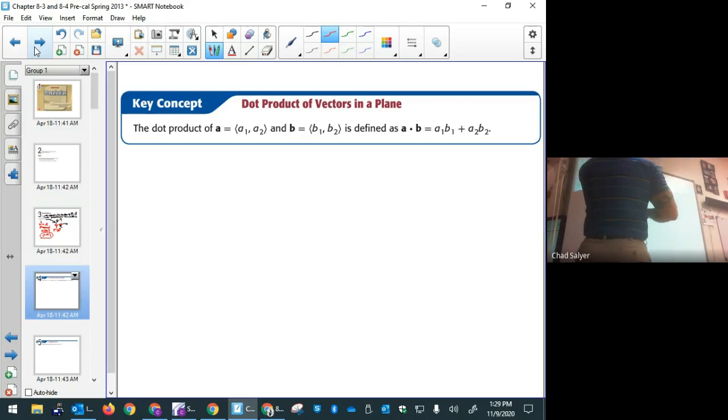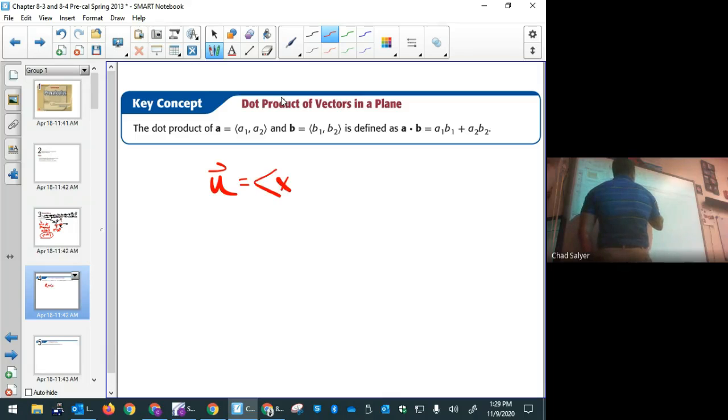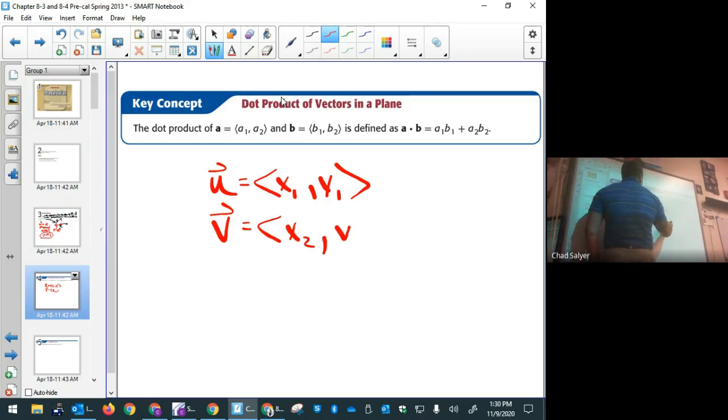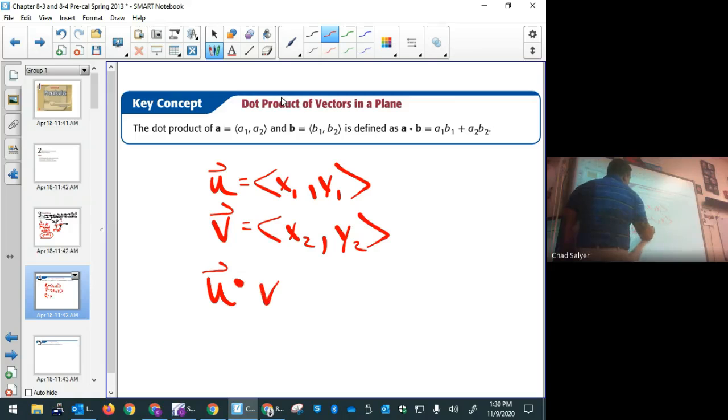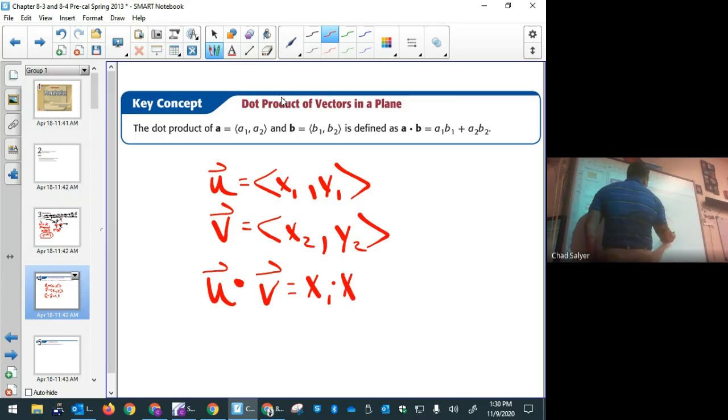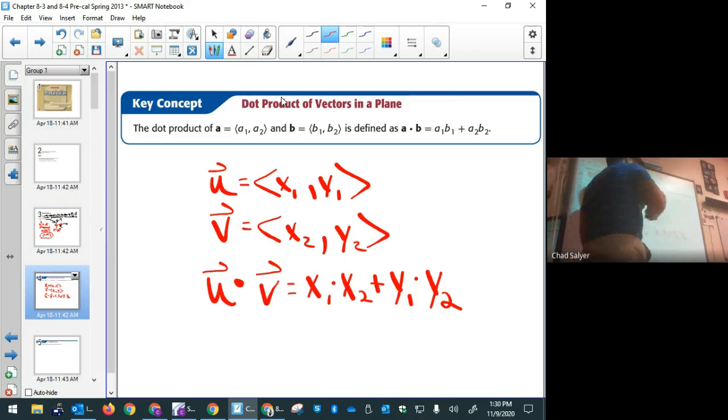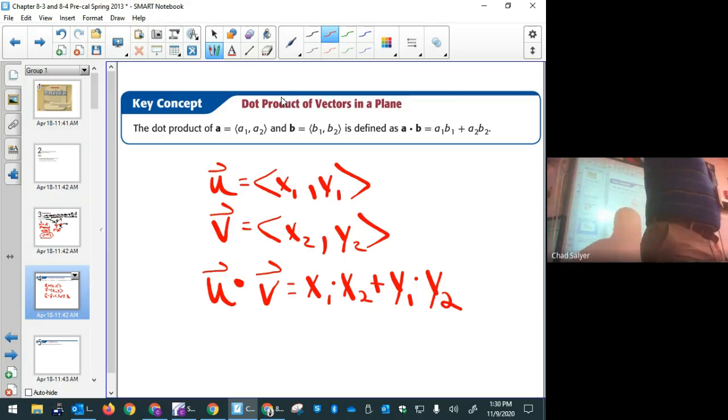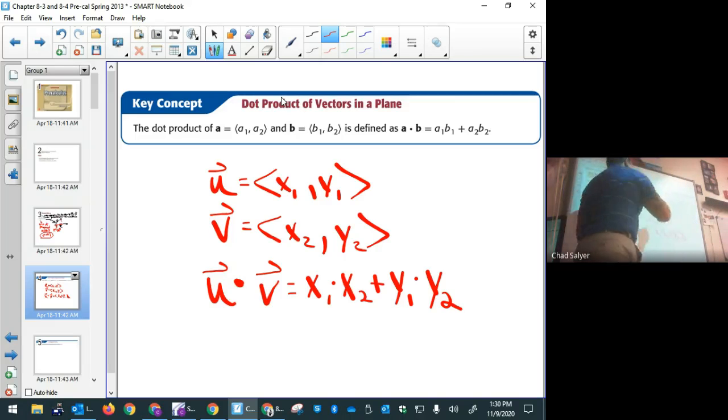All right, so dot products of vectors in a plane. Let's imagine I have two vectors. Let's say I've got U with some X component and Y component. I've got V with some other X component and some other Y component. The dot product of U and V is going to be the product of their X components plus the product of their Y components.